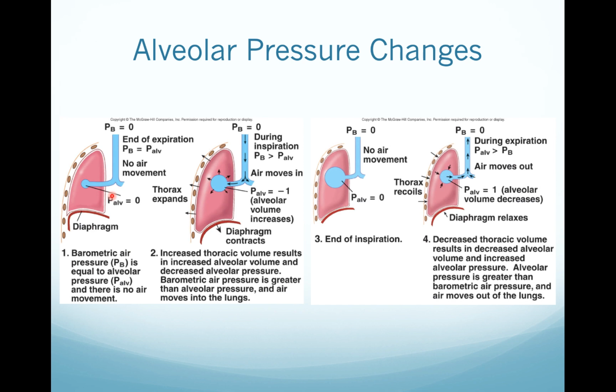Now remember, gases always want to move from high to low pressure. If the pressure in the alveoli is 0 and the pressure externally is 0, is gas going to prefer to move either in or out of the lungs? No, there's no net movement. But what if I took the alveolar pressure and I made it a -1? So from 0 to -1, I lowered the alveolar pressure.